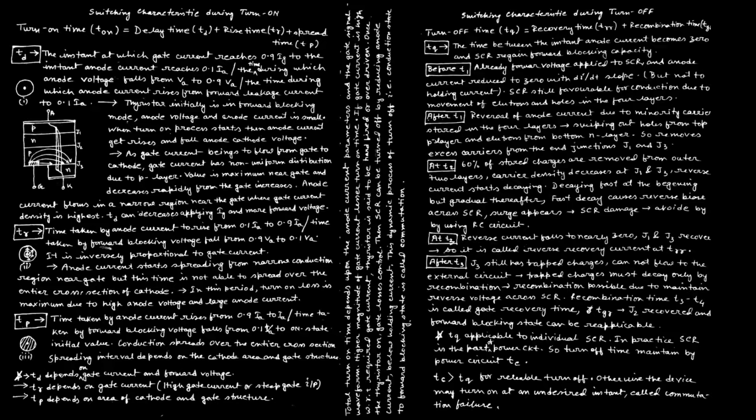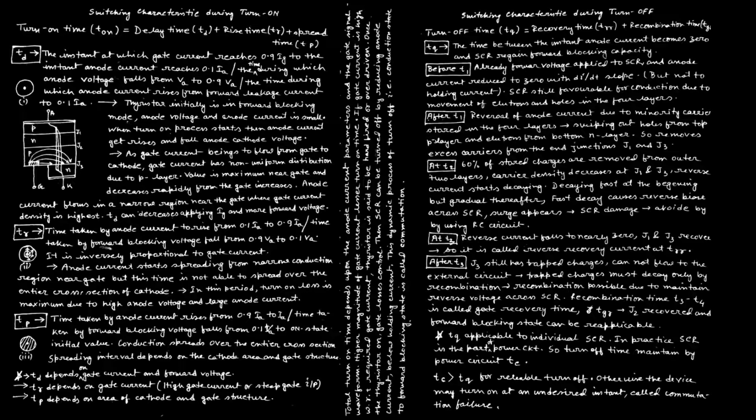The reverse current starts decaying fast at the beginning but gradually thereafter. Fast decay occurs because of reverse bias across the junction of the SCR. A surge appears, and the SCR can be damaged permanently. To avoid it, we normally use an RC circuit. At the point T3, the reverse current flows to nearly zero. Junctions J1 and J3 are recovered. So it is called the reverse recovery current, or TRR, the reverse recovery time.